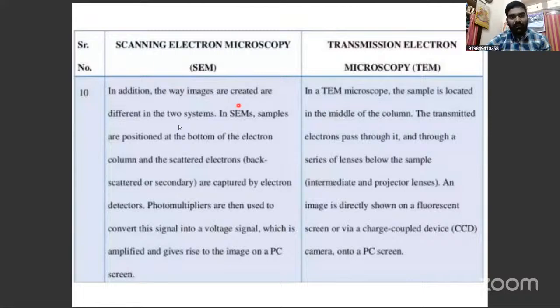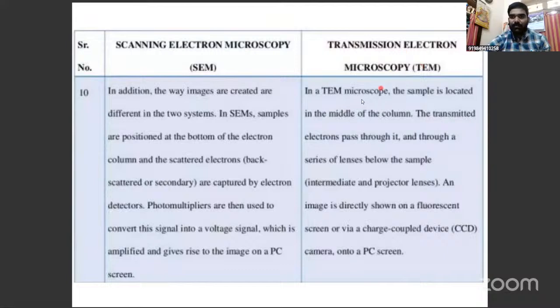It is different in the two systems. In the SEM, the sample is positioned at the bottom of the electron column. Then the scattered electrons are captured by the electron detectors. These scattered electrons are converted by photomultipliers into voltage signals, which can be amplified and imaged on the PC screen.